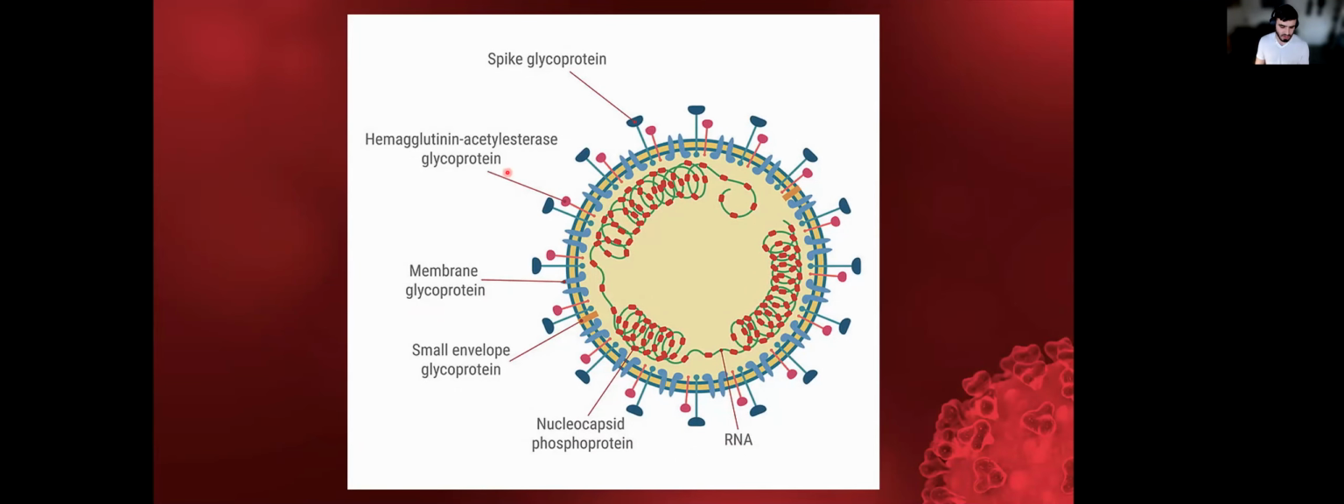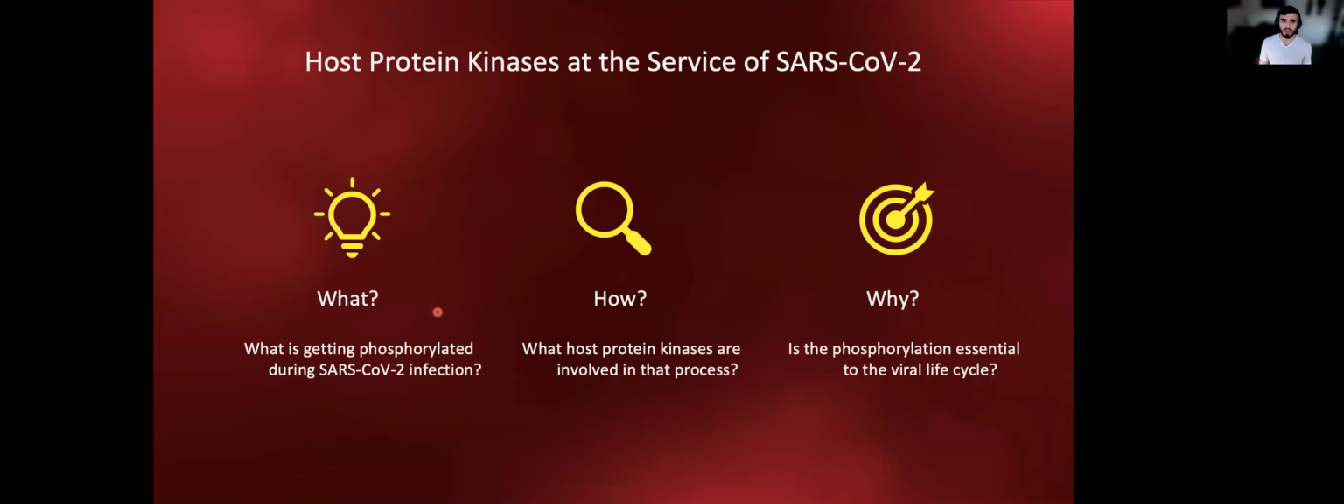When the pandemic started, we took a look at the virus because we never did virology in our lab, and we saw that it has four structural proteins: the spike protein, the membrane protein, the envelope protein, and the nucleocapsid phosphoprotein. Now, we know nothing about viruses, but we know a lot about phosphorylation. We tried to understand what is going on there. So we assembled a team in order to ask three questions: the what, how, and why. What is getting phosphorylated? How does that get phosphorylated, by which protein kinases? And why is the phosphorylation important for the viral life cycle?